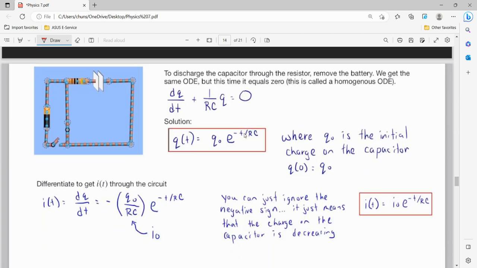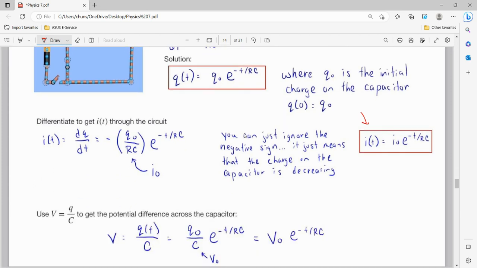Okay, so that is why we have this equation to account for that property. So that means our current as a function of time is equal to our current naught times e to the power of negative t over RC.